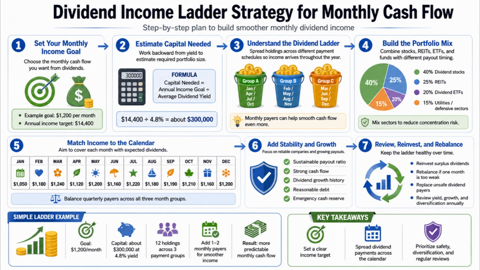In this video, we will discuss the Dividend Income Ladder Strategy for monthly cash flow. This strategy is designed to spread dividend payments throughout the year so that investors can receive a smoother and more predictable stream of income each month.